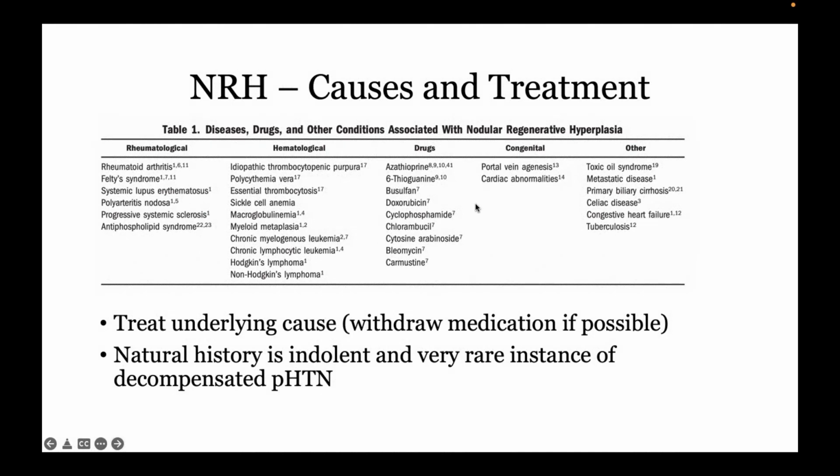The important part is how to treat this. So two things: you have to treat the underlying cause. If you have hematologic or rheumatologic malignancy, you treat the underlying cause. And if it's a medication, you really need to withdraw the medication if possible. What's good about this is that the natural history is really indolent and doesn't end up with needing a transplant or something. And it rarely causes decompensated portal hypertension with variceal bleed and stuff.